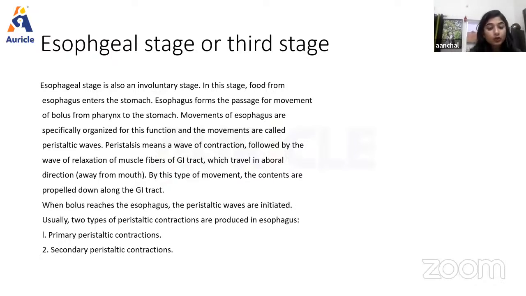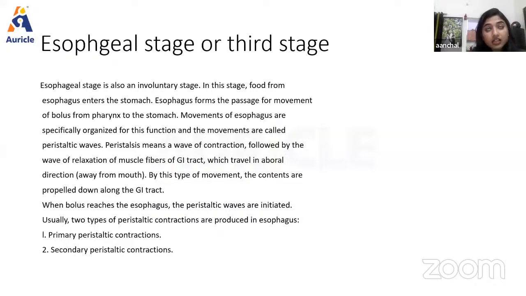Now, as we know, the esophageal stage is also involuntary in nature. What happens in this stage? In this stage, food from the esophagus enters into the stomach. The esophagus forms the passage for movement of the bolus from the pharynx into the stomach. The movements of the esophagus are specifically organized for this function, and the movement is known as peristalsis.